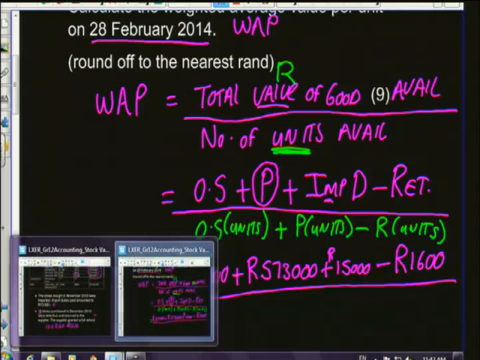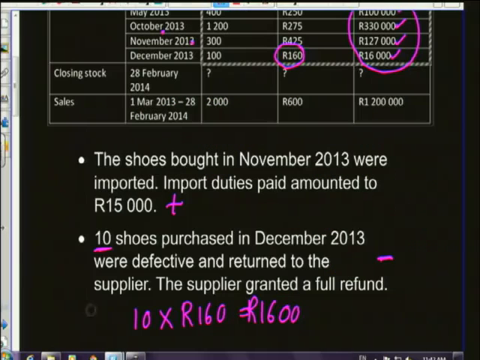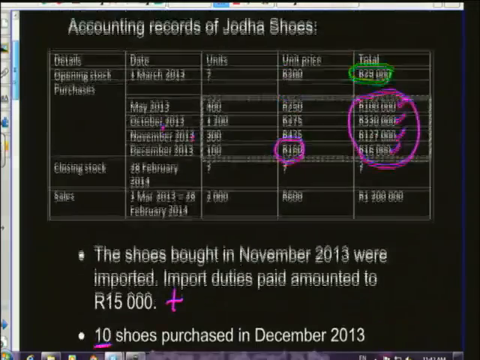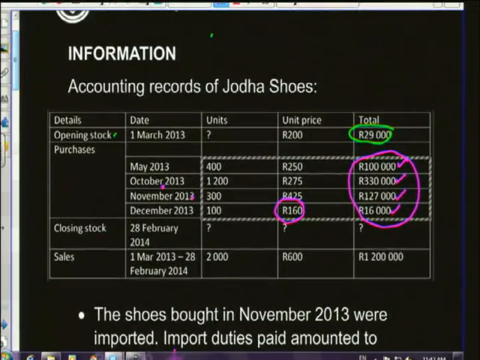So again, let's go back to our information. At the beginning of the year, my opening stock, number of units, is not given to me. Unit price, however, 200 rand. And the total 29,000. Now remember guys, if I want to now calculate the number of units, I know you know how to do this. Let's quickly make sure that you remember how.